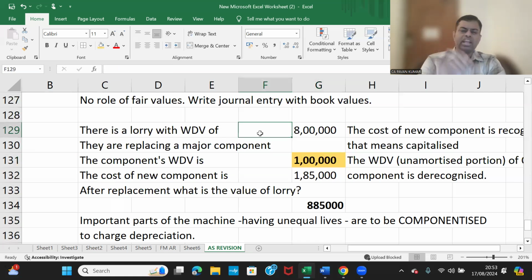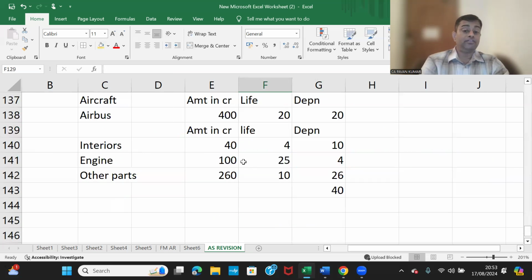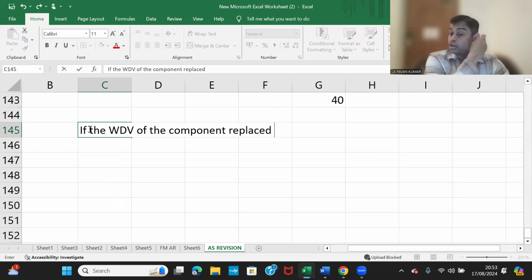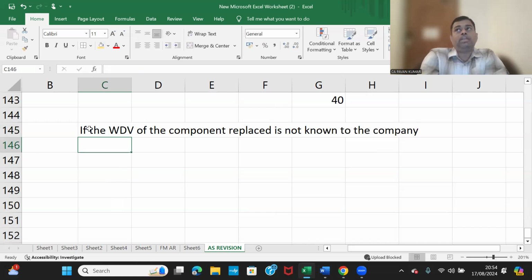If information is available, simple, A plus B minus C. A, cost of the WDV of the main asset, plus B, cost of the new component purchased, minus C, the WDV of the old component replaced. That's all. Simple. But if the written down value of the component replaced is not known to the company because they did not do componentization, now the company is saying, sorry, we don't know.